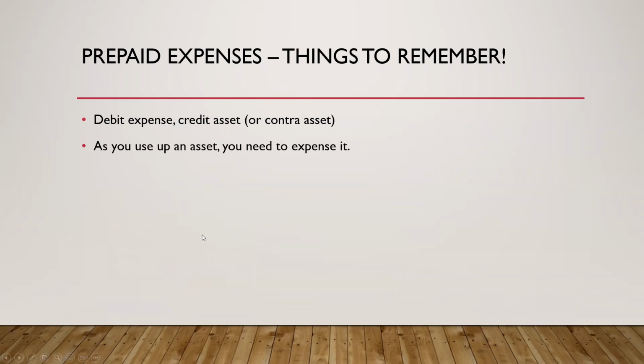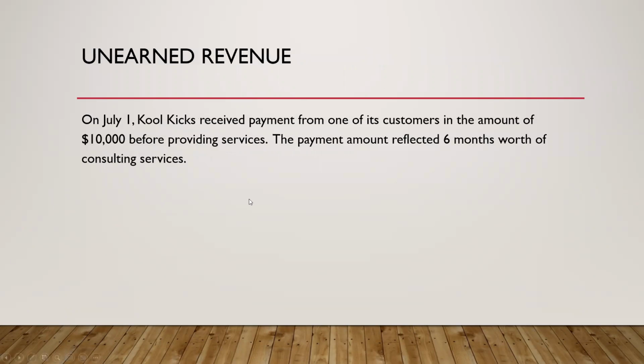So things to remember when it comes to prepaid expenses. We're showing that we used up an asset, and as we use an asset, we have to expense it. The adjusting entry will generally look the same in terms of debiting some type of expense and crediting some type of asset or contra asset. Now let's move on to dealing with unearned revenue.